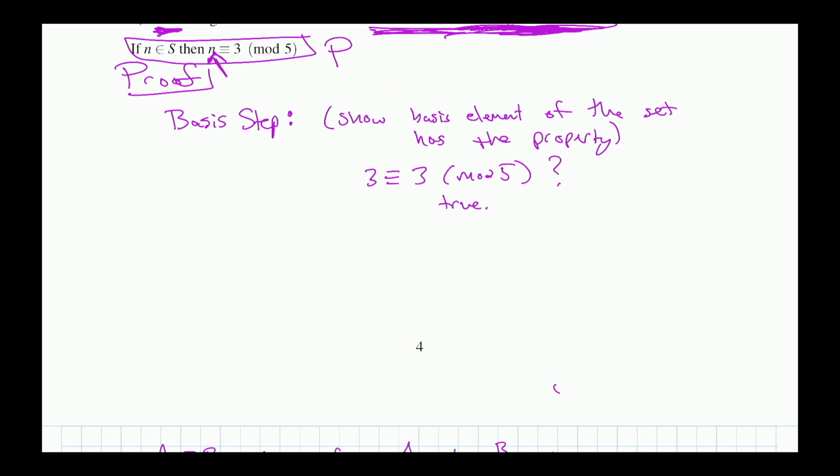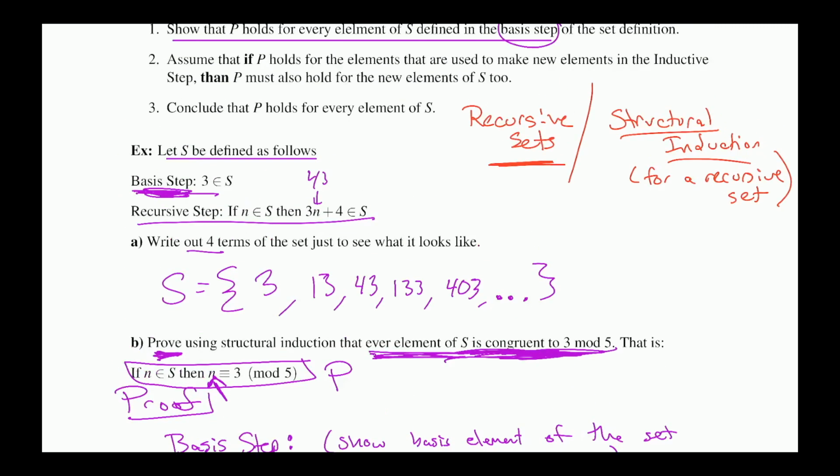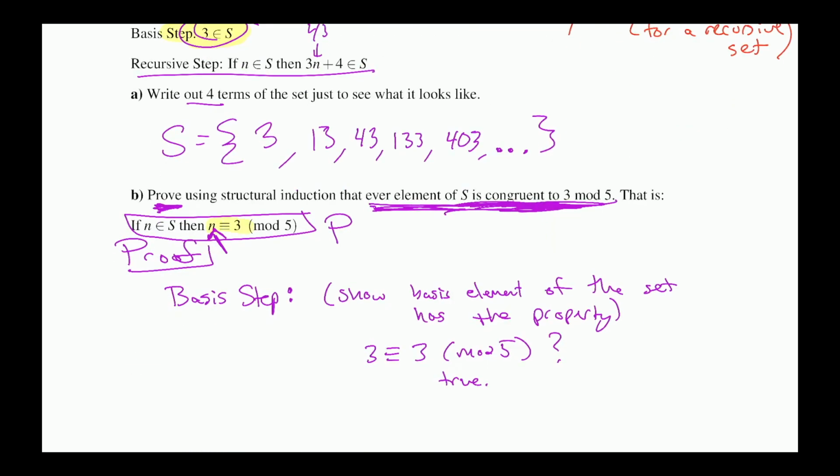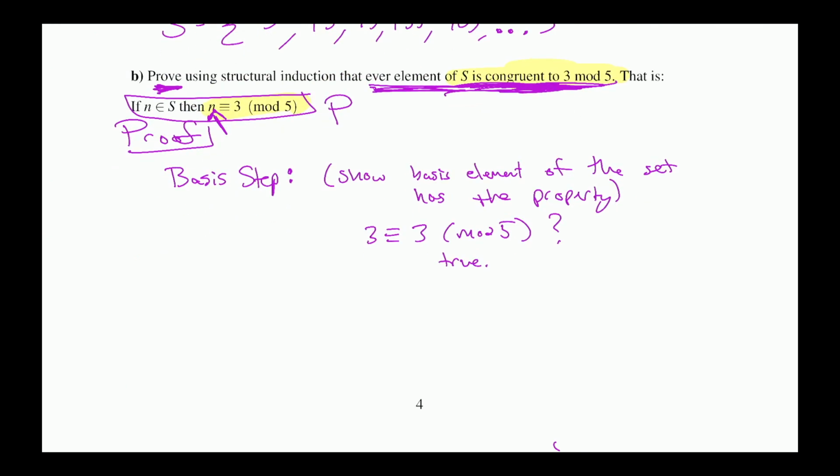So just like all induction proofs, the basis step tends to be very simple. You're just showing that the first element, typically the first element, right? However many you have in your basis step for the set, that's how many things you have to show satisfy this property, congruent to 3 mod 5. Okay, so we did it. That's the basis step.